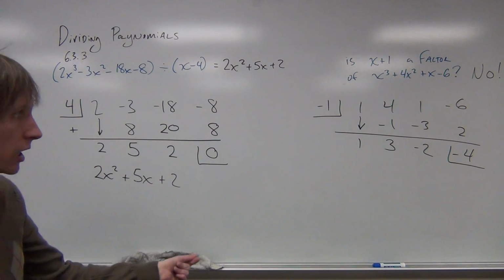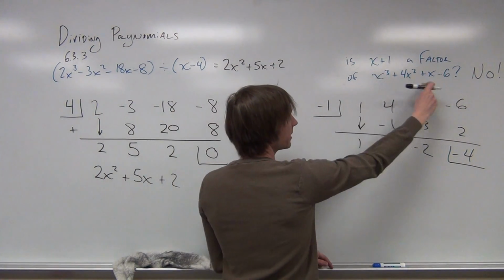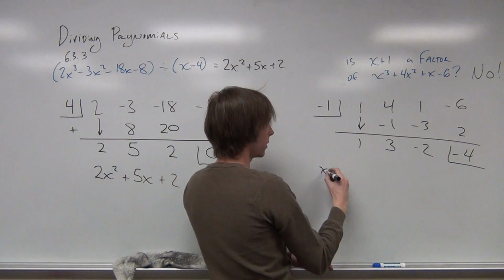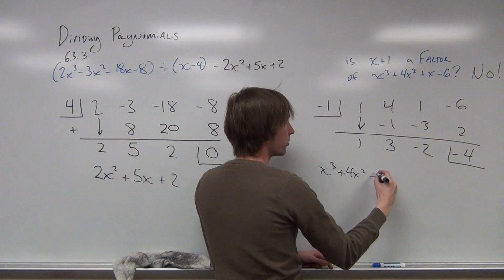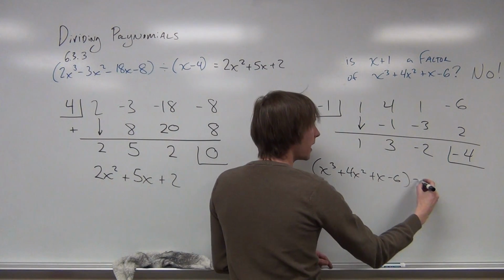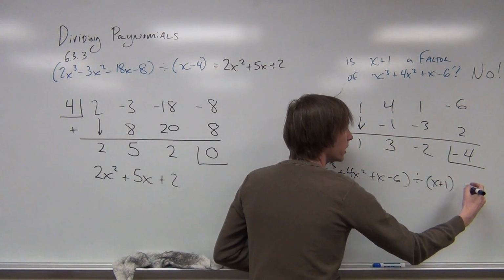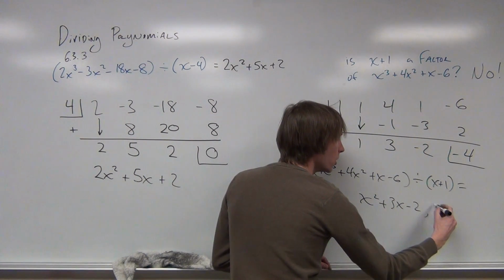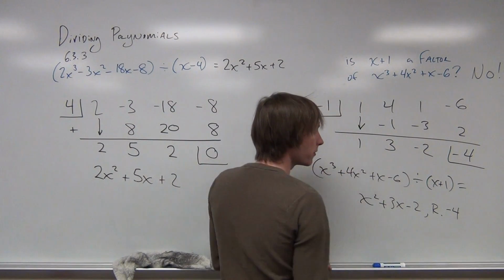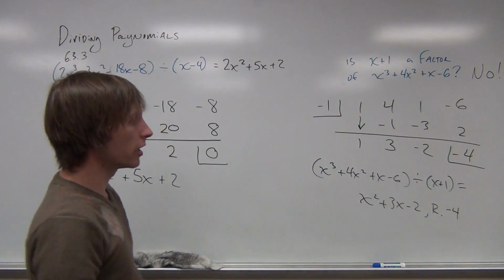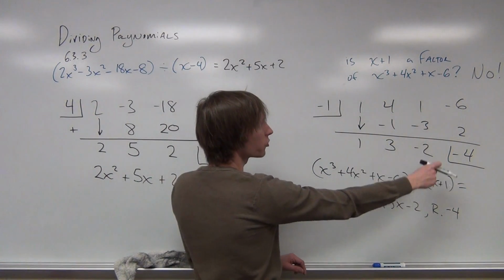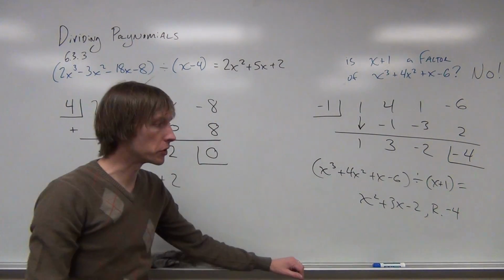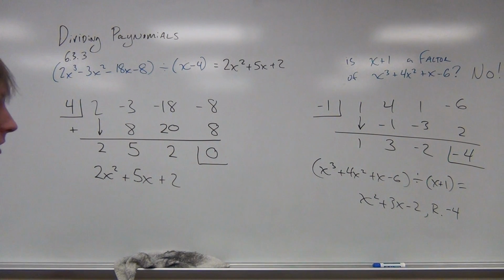All right? So we're able to quickly show that when I divide this expression by that expression, x cubed plus 4x squared plus x minus 6 divided by x plus 1 gives us x squared plus 3x minus 2 with a remainder of negative 4. All right, a remainder of negative 4. Therefore, x plus 1 is not a factor because I have a remainder. All right, so synthetic division, a much shorter way or a user-friendly way to do polynomial division.